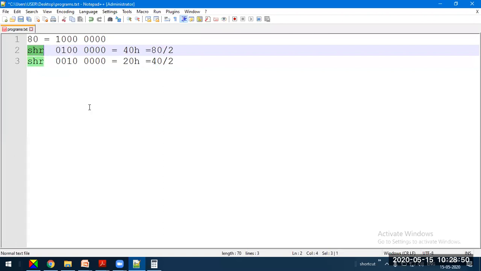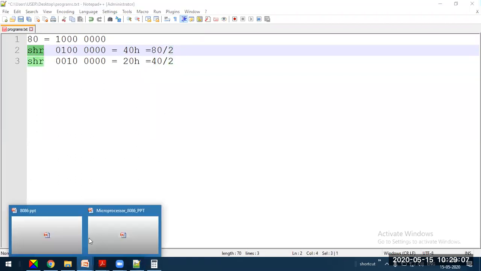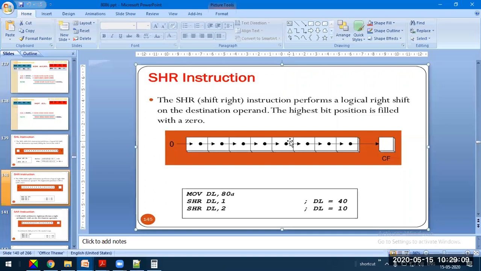The advantage of shift left and shift right is they take fewer machine cycles. Of course, this is for multiplying or dividing by 2 only. If you want to divide by something else, then shift right and shift left are of no use. But if it is by 2, then instead of using multiplication or division operation, we can go for shift right and shift left operation. Very simple. Okay, fine. So let us continue, guys.